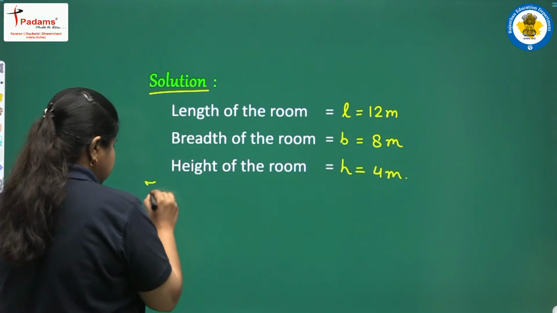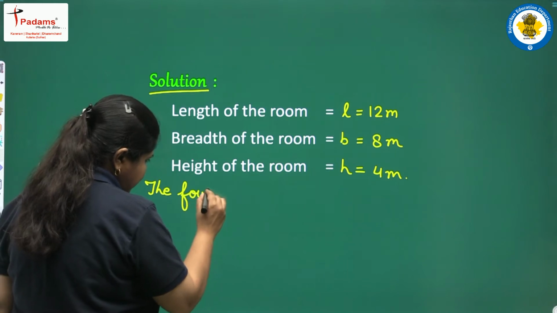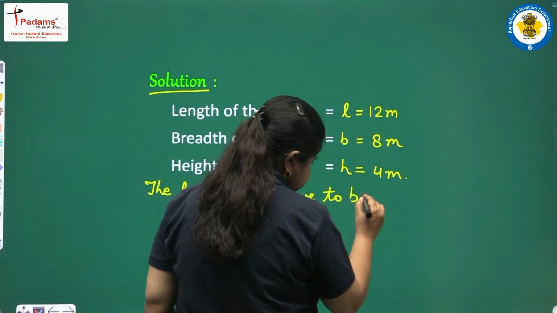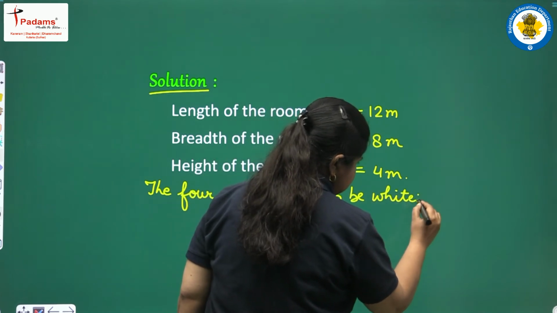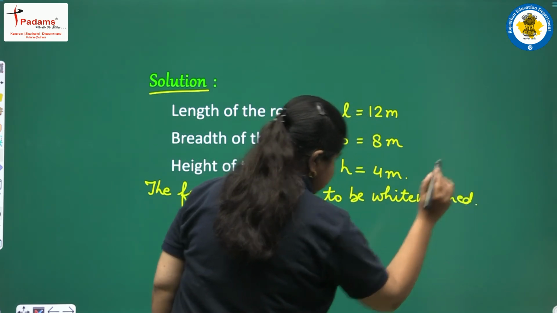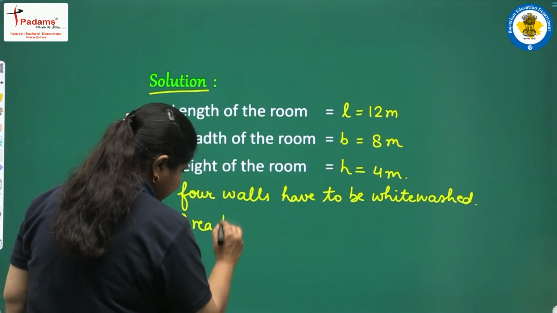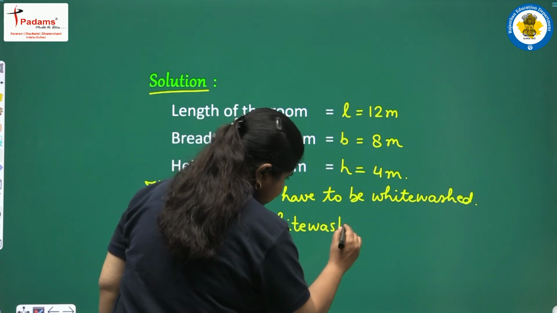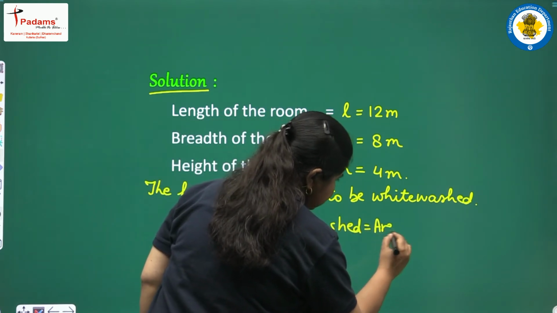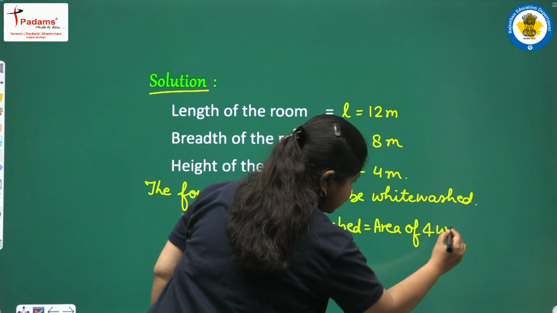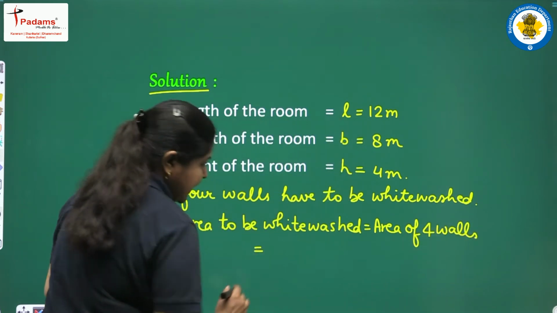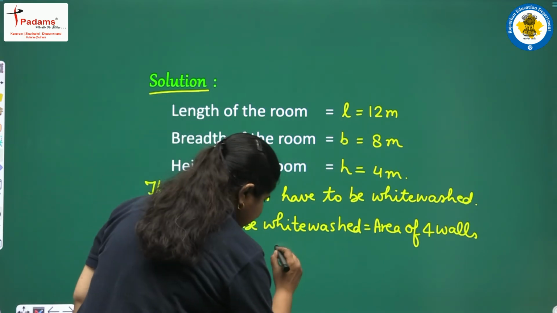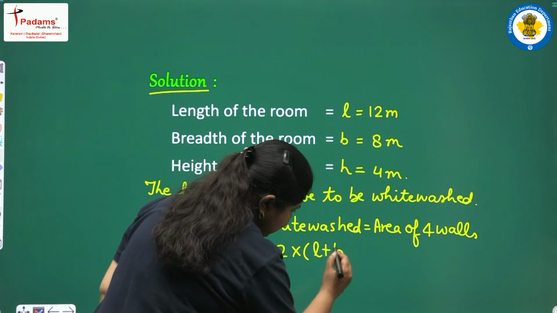Now the 4 walls have to be whitewashed. So area to be whitewashed, it is equal to area of 4 walls. And how we get this area? It is lateral surface area of the cuboidal room. We obtain it by the formula. Yes, recall the formula, 2 into (L plus B) into H.